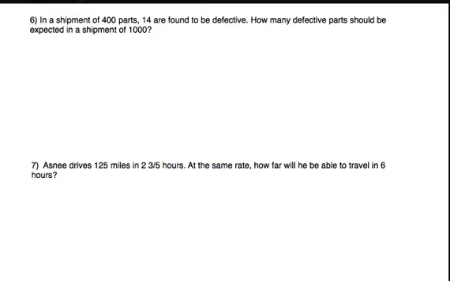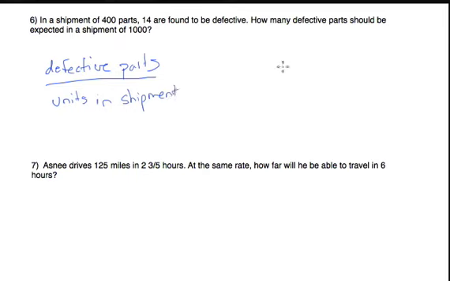Number 6. In a shipment of 400 parts, 14 are found to be defective. How many defective parts should be expected in a shipment of 1,000? All right, well, this is simple. We are comparing defective parts to units in a shipment. So there were 14 defective parts in a shipment of 400. How many parts were there in a shipment of 1,000?